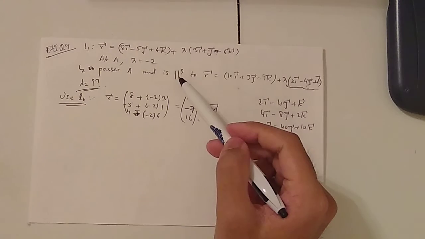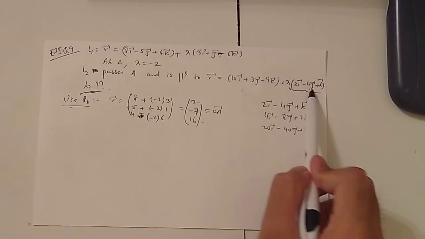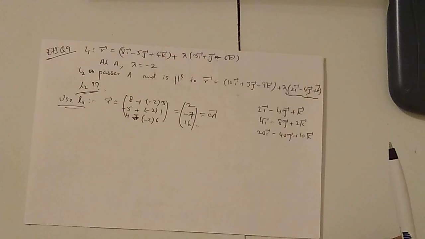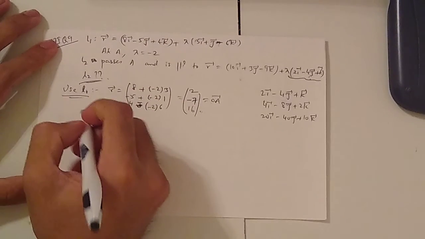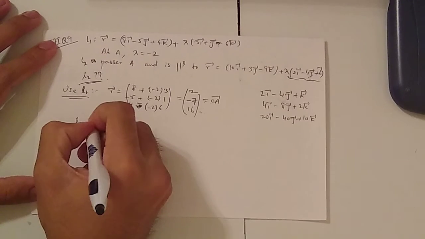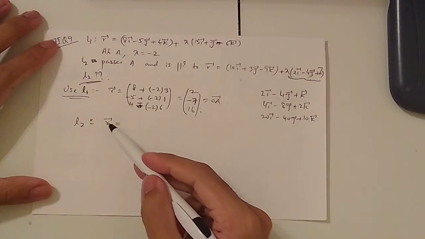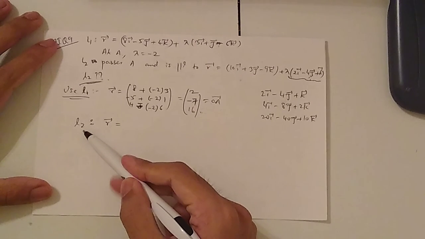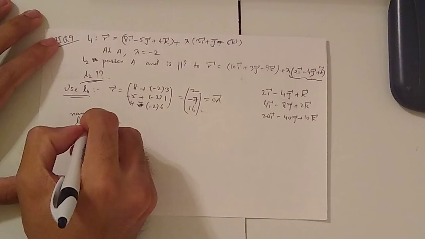So since L2 is parallel to this line, the direction vector is the same as the direction vector of this line. So 2i minus 4j plus k, let's use the very first one, and thus L2 will have the equation. For L2, our equation is going to be r equals. Make sure your equation starts with r, not L2. L2 is not the way you start an equation. L2 is just the name of the line.